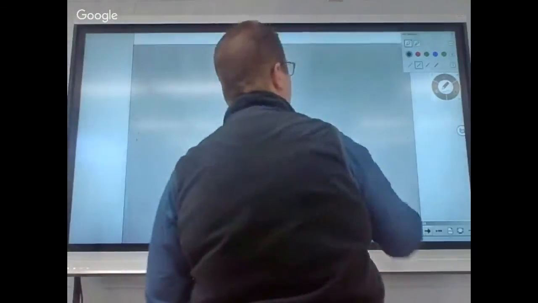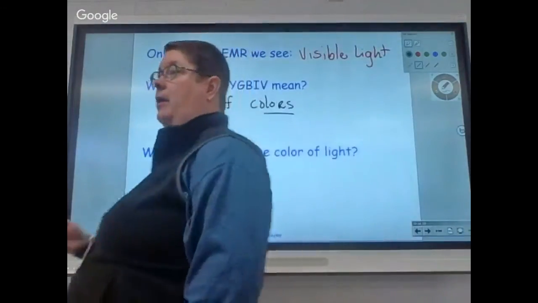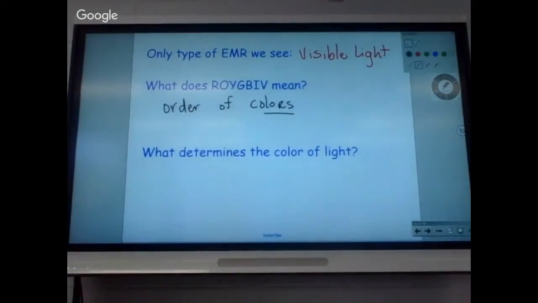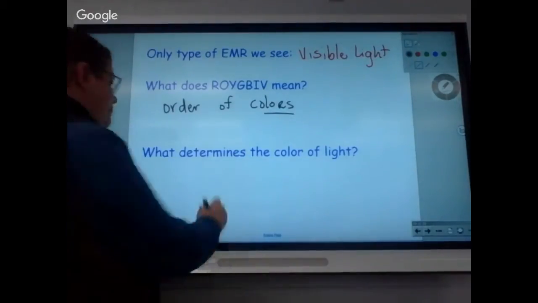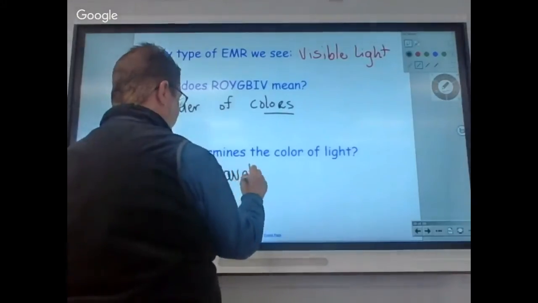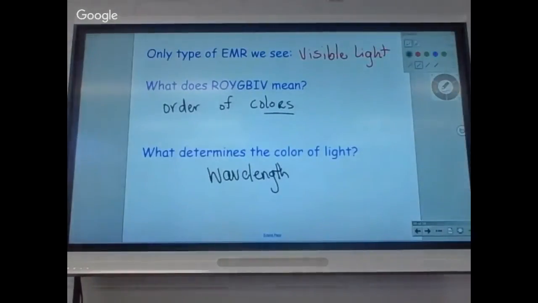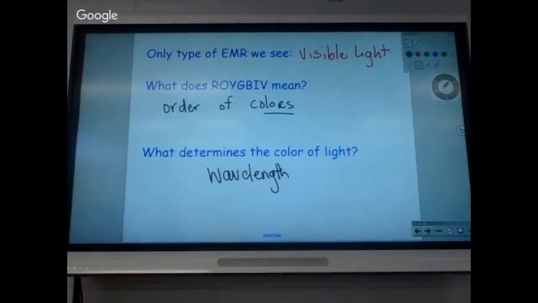Now, what determines whether we're going to see blue light or green light or red light on the chart? What do those numbers stand for? It's on the chart: measurement in meters. What are those measurements in meters called? The wavelength. Very good, Jacob. It's called the wavelength. I told y'all it's on the chart, in big bold letters.